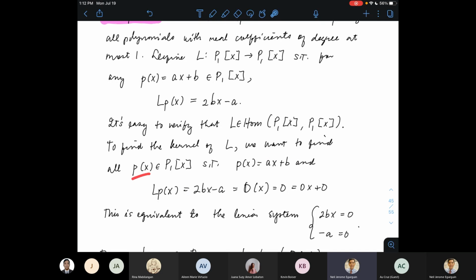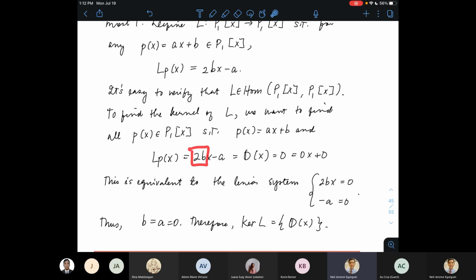And if I want P to belong to the kernel, then I will say that 2bx minus a must be equal to the 0 polynomial. But the 0 polynomial can be written as 0x plus 0. And two polynomials are equal to each other if and only if the coefficients of the powers of the indeterminate are equal to each other. So that means the coefficient of x must be equal to each other. So we must have 2b is equal to 0.